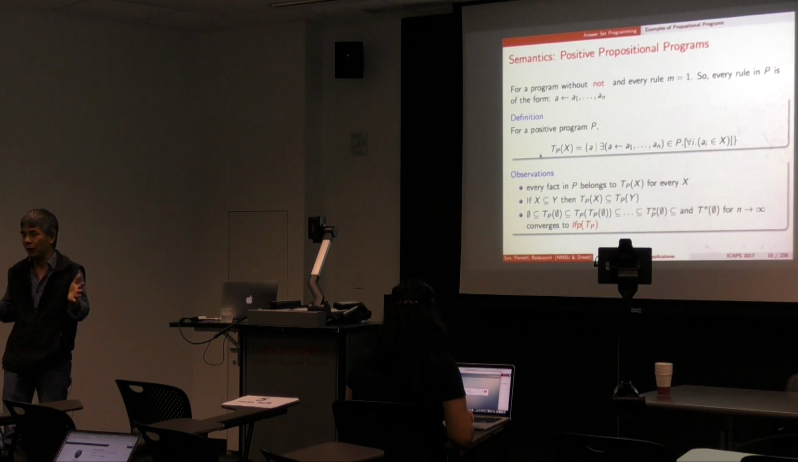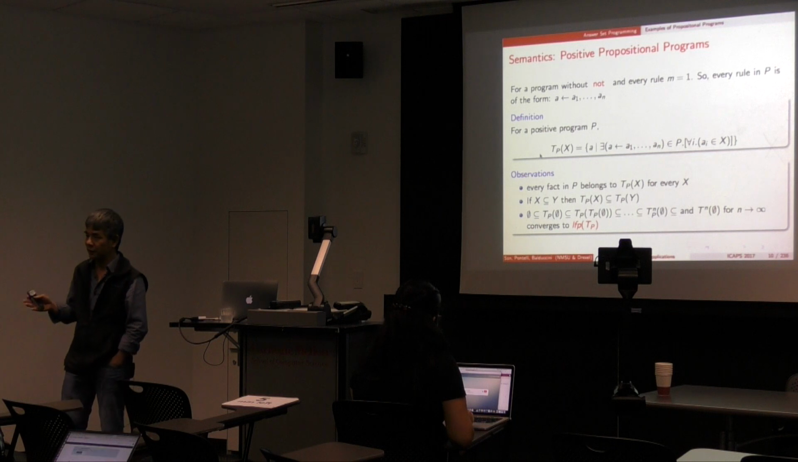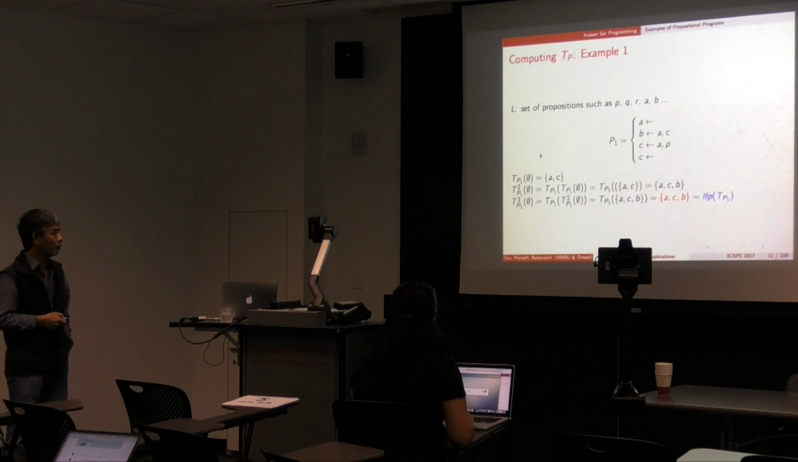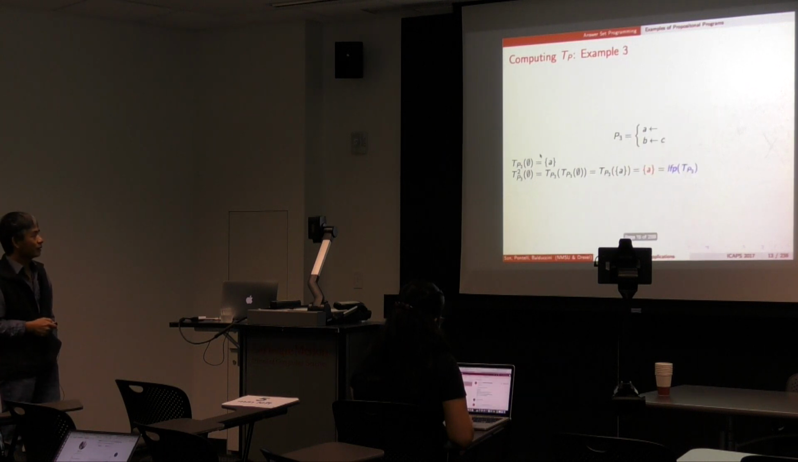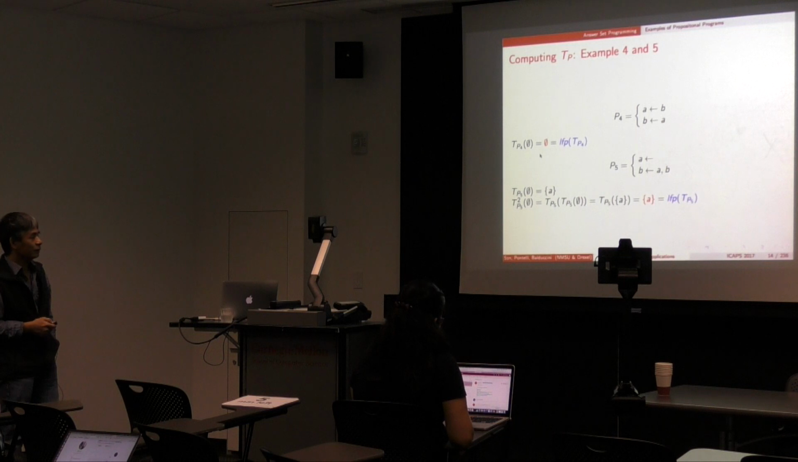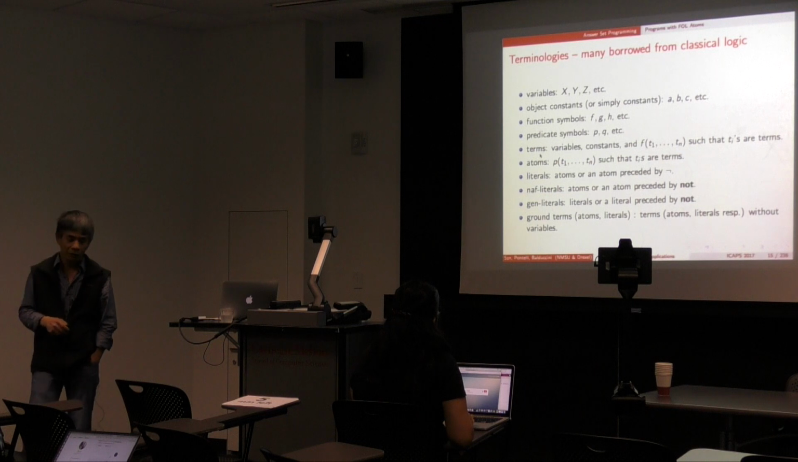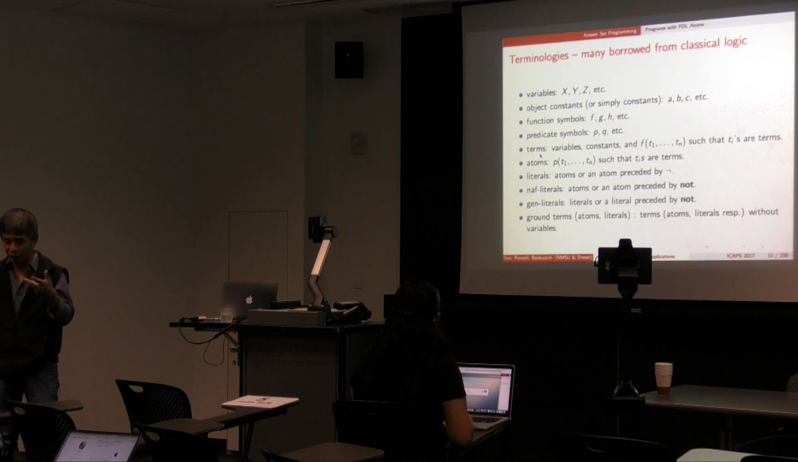If we have a positive program, the least fixed point of the TP operator represents the semantic meaning of the program. Here's a few examples. Like we have this program. In the first step, we get A and C because they are the facts, and then if we have A and C, we get B, and then we can know that. So we get that. And I skip this example. That's very standard.